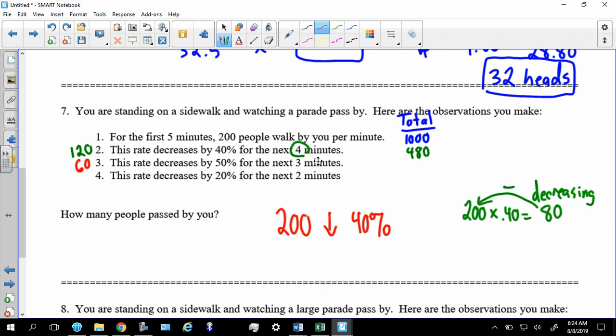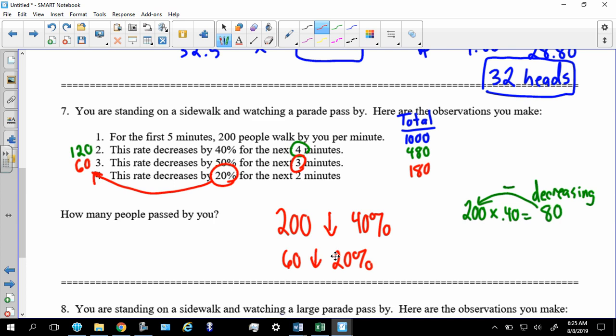And if you read the rest of the problem, 60 people are walking by you in 3 minutes. So we just multiply 60 times 3, and that gives me 180. Now lastly, the last phase is this rate decreases by 20%. Now, again, 60, so I'm going to write it down here.